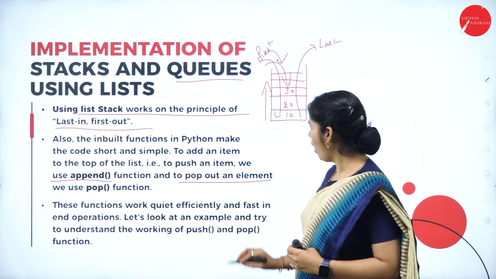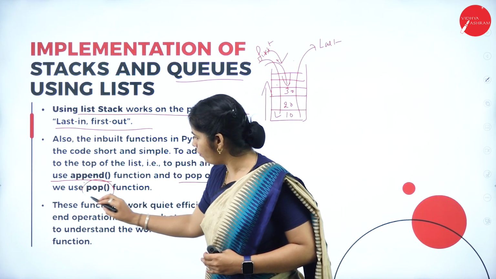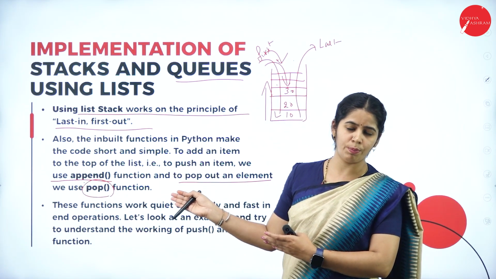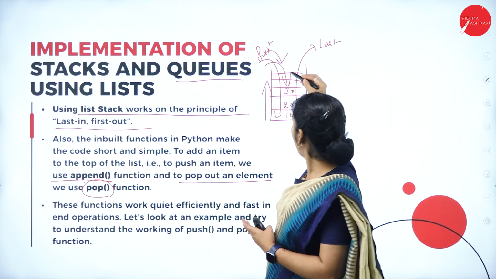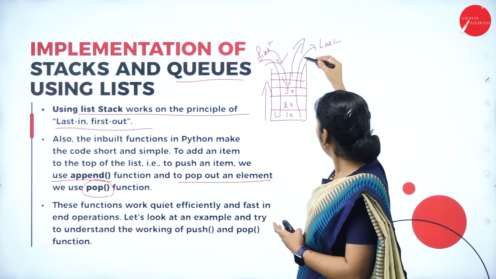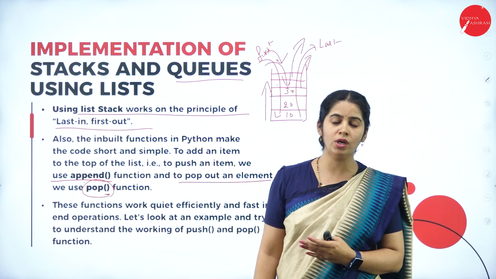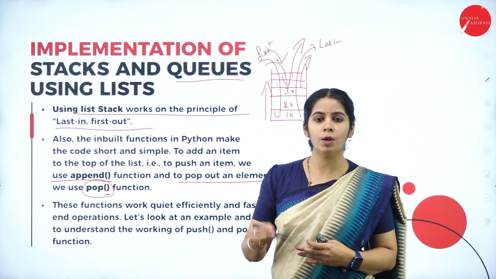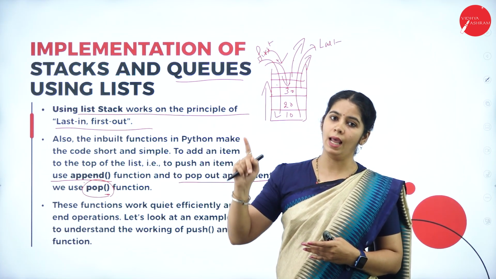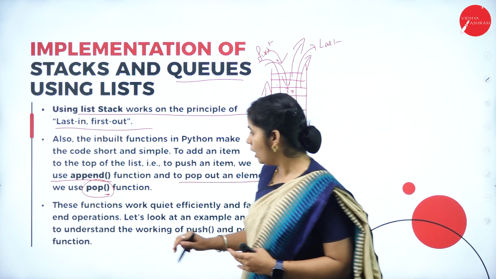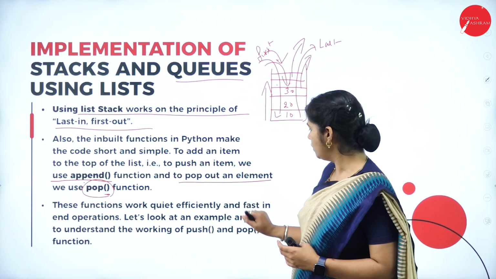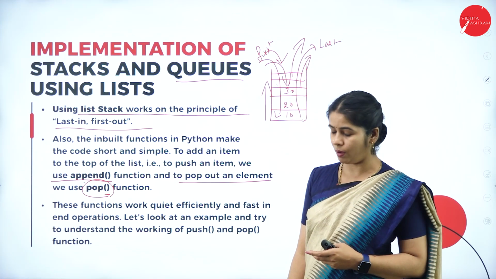Using the append function, we can push an element into the stack. And to pop out an element, we can use the pop function, as we have discussed. So we can pop out the last element each time. If we are not giving the index value for the pop function, by default it will remove the topmost element from the stack. These functions work quite efficiently and fast in end operations.